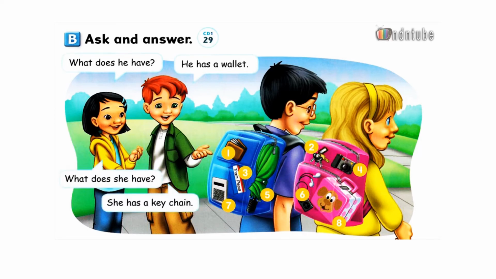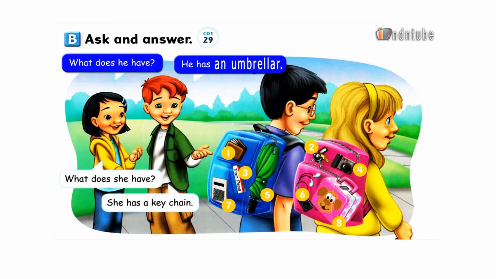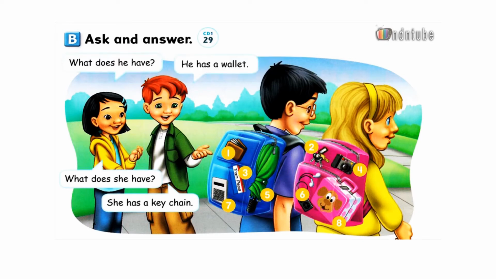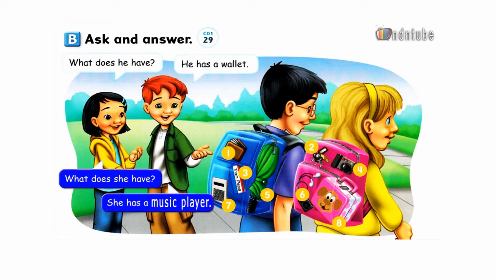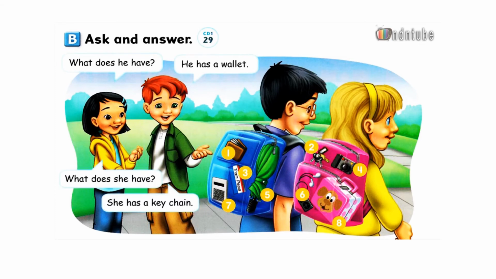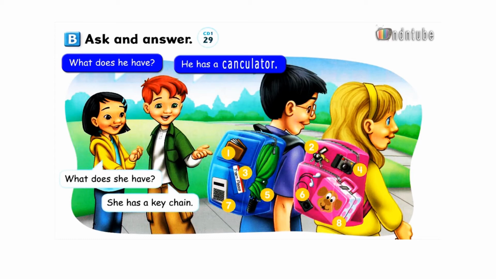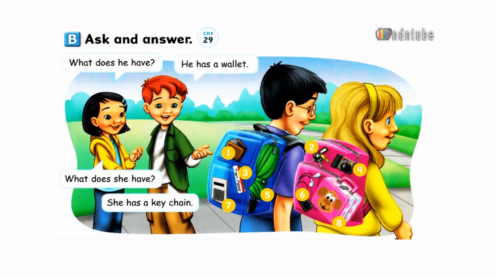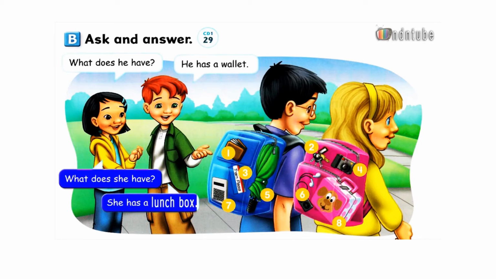Number 5. What does he have? He has an umbrella. Number 6. What does she have? She has a music player. Number 7. What does he have? He has a calculator. Number 8. What does she have? She has a lunchbox.